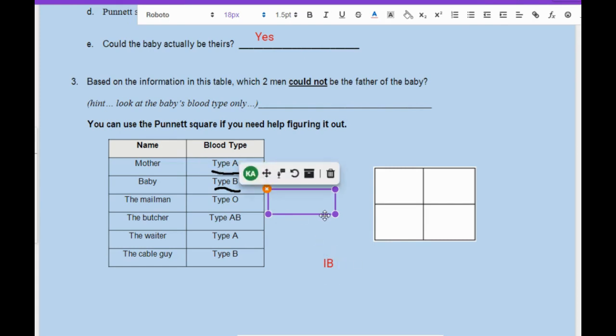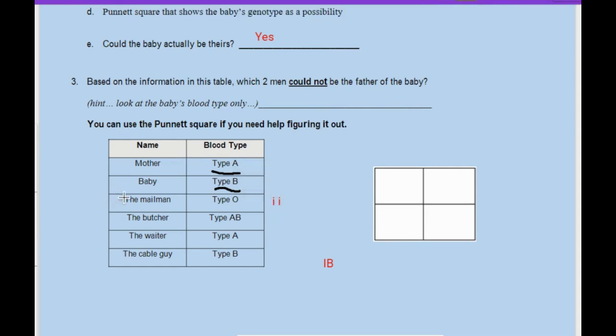The mailman here is type O, so he has two little i's. Sorry, mailman, you are not the father. Well, I guess that's what we're looking for. Let me erase that. Mailman, you are not the father, so I'm going to circle him because he's type O. He can't be the father. He doesn't have a B allele to give.